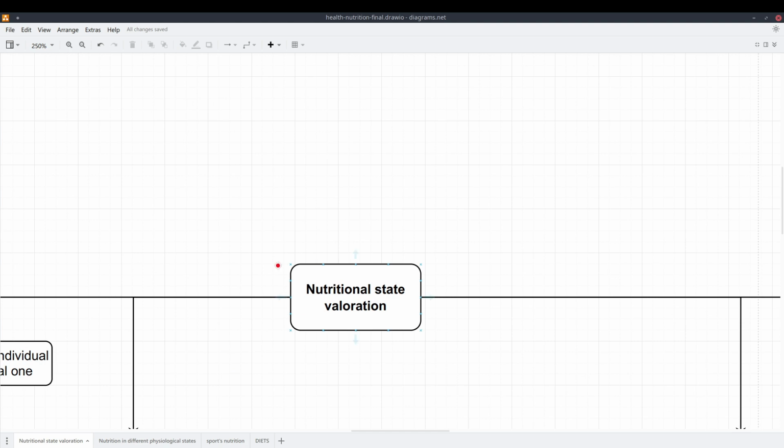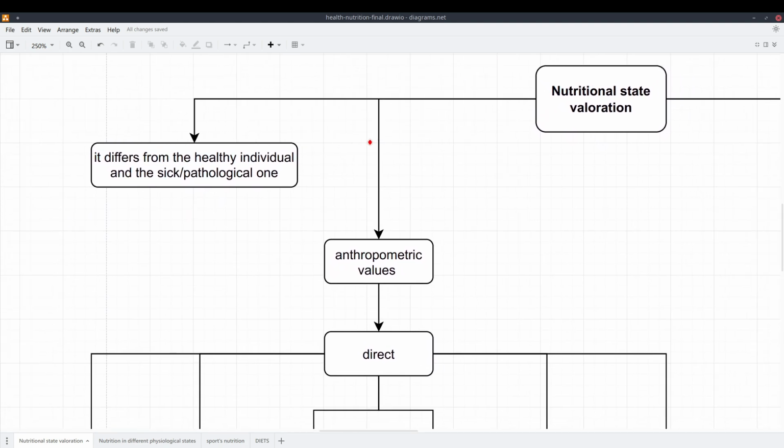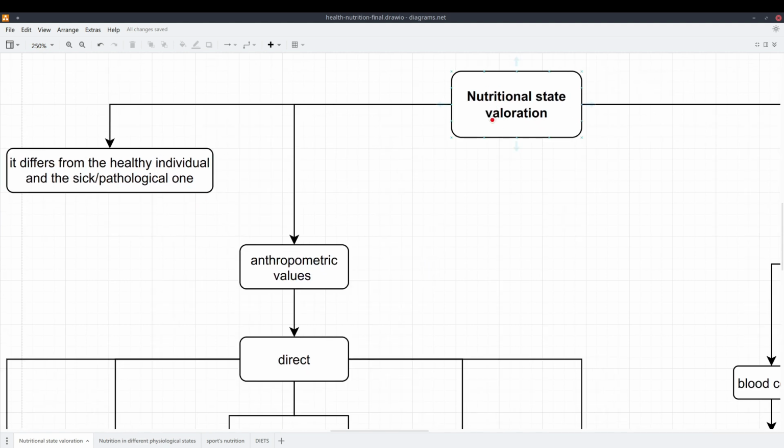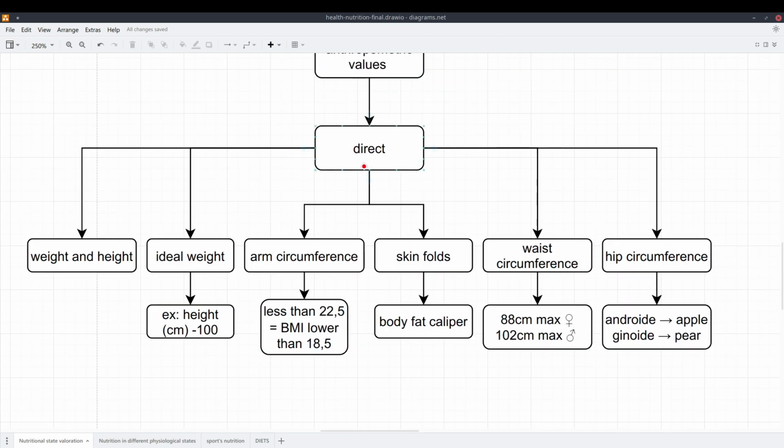Moving on, we have the nutritional state valoration. So this differs from the healthy individual and the sick or pathological one. When we do a valoration of the nutritional state, we look at the anthropometric values, using direct ones mainly, as we started to talk before, which are weight and height, the concept of ideal weight. An example of calculating the ideal weight will be your height in centimeters minus 100. So if you are 185 centimeters tall, then your ideal weight will be 85 kilograms.